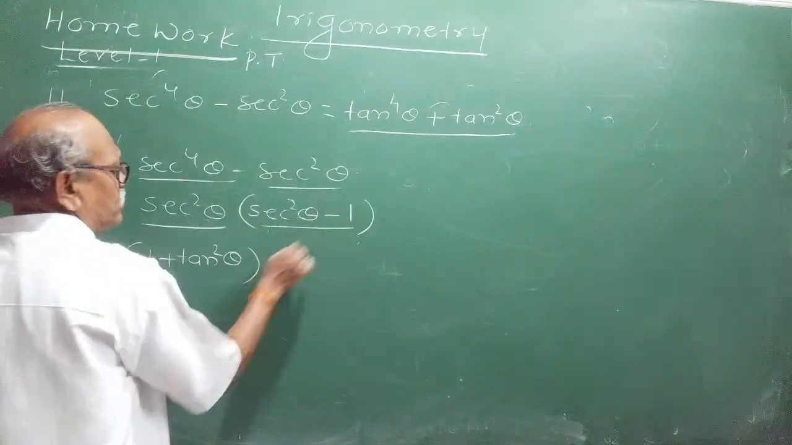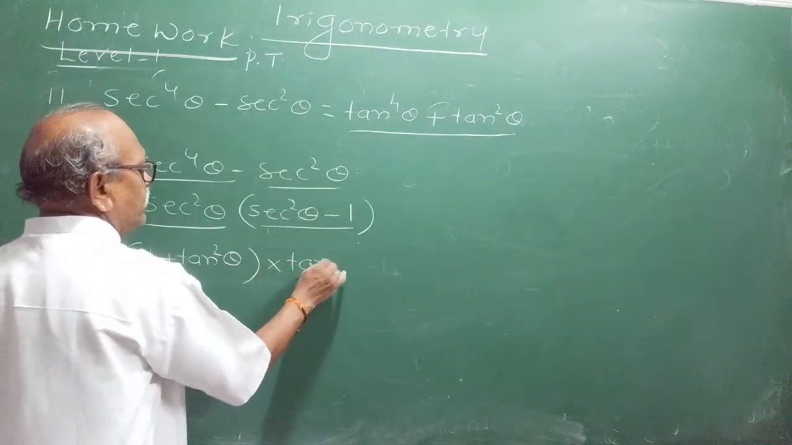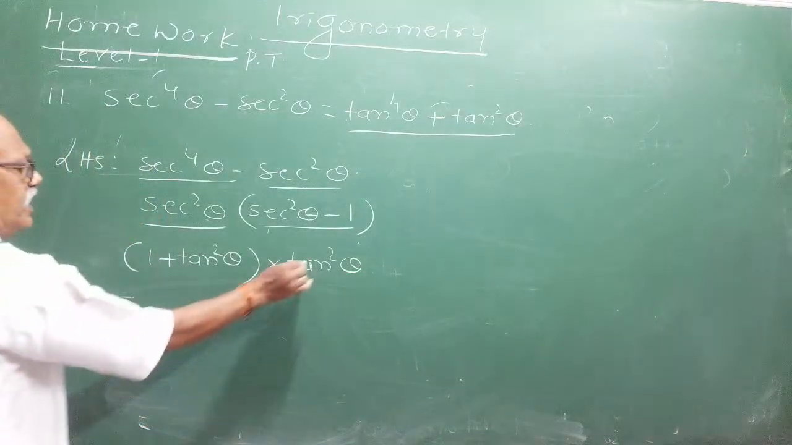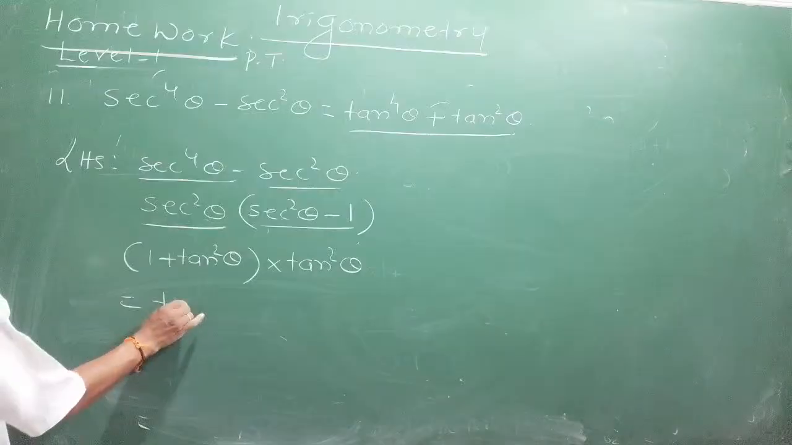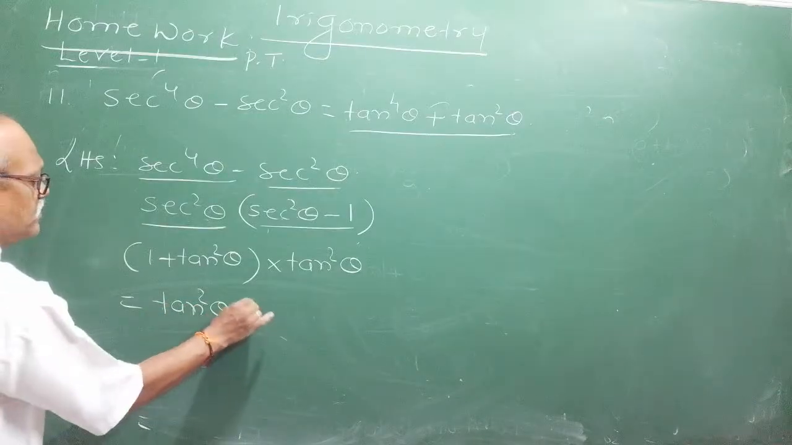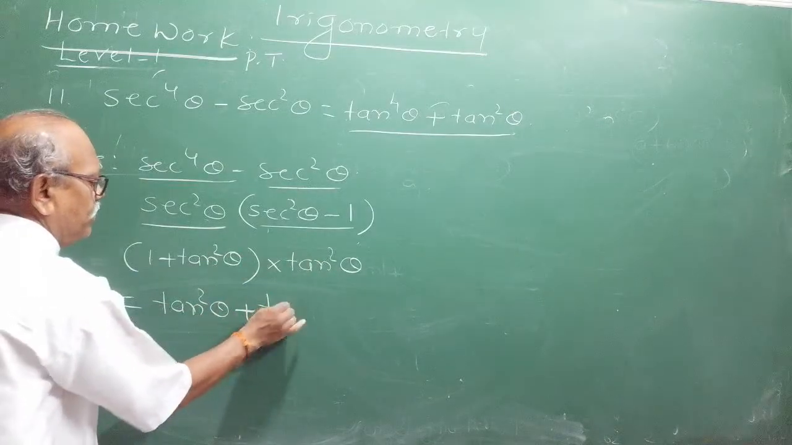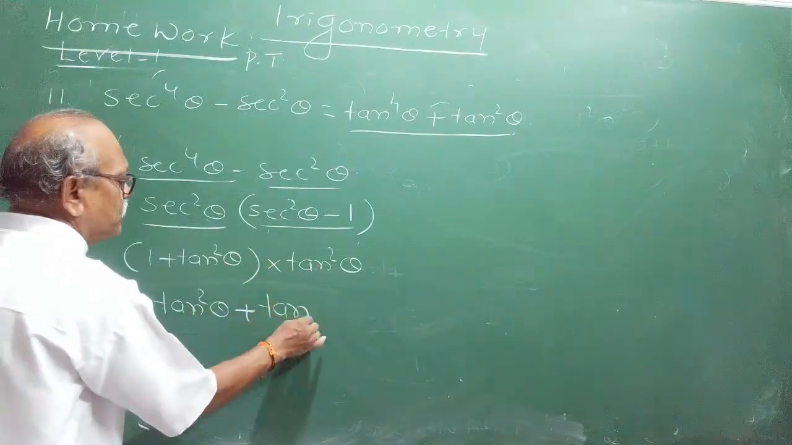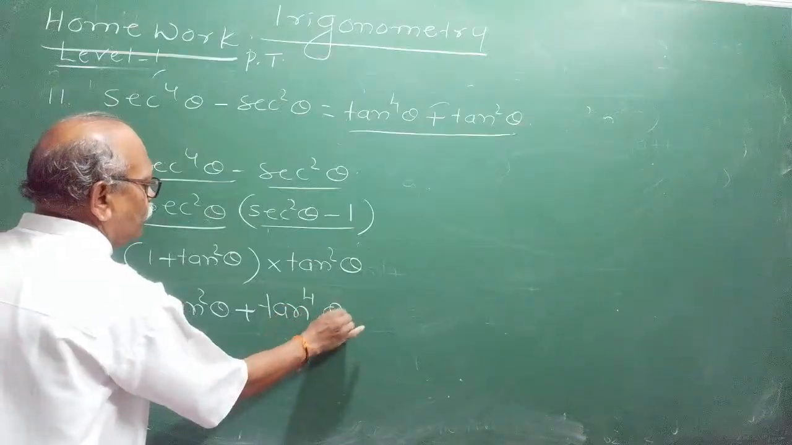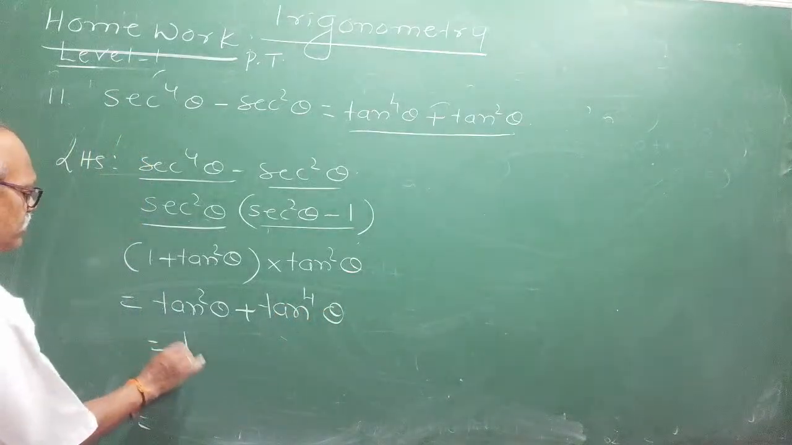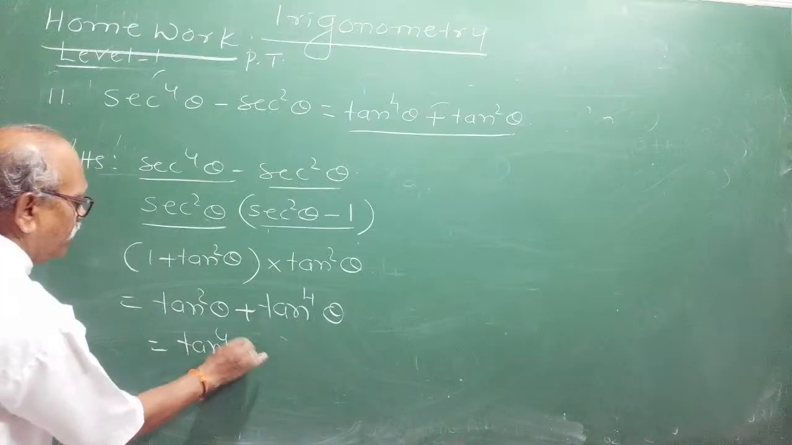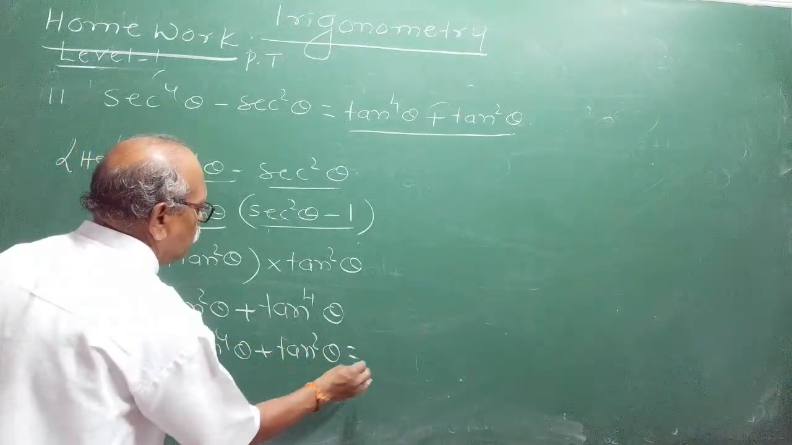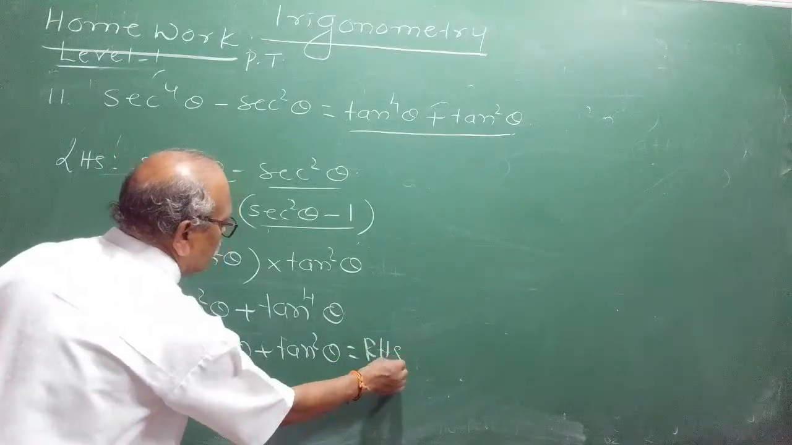Sec square theta minus 1 is tan square theta. Very simple. Now remove the bracket. Tan square theta into 1 is tan square theta, plus tan square theta into tan square theta becomes a raised to m into a raised to m. A raised to m plus n becomes tan raised to 2 plus 2 is 4 theta. Hence the answer is tan raised to 4 theta plus tan square theta, which is equal to RHS. Hence proved.